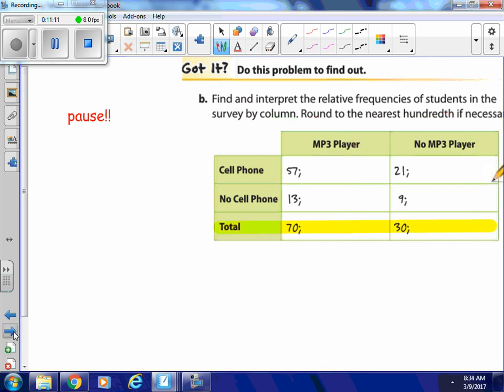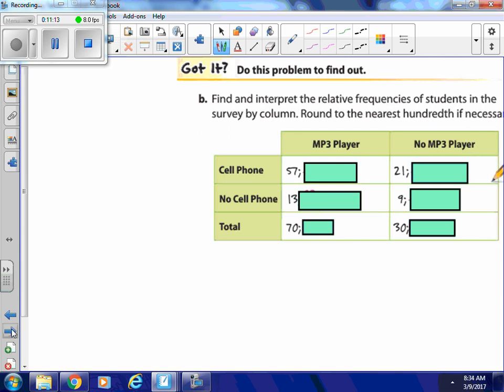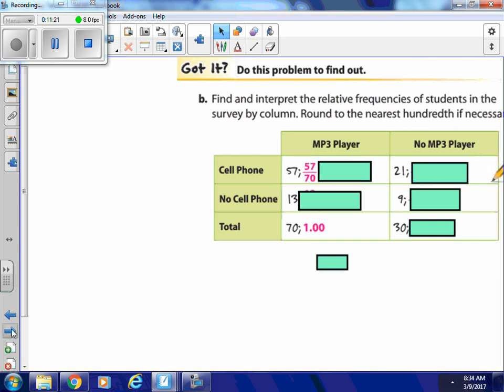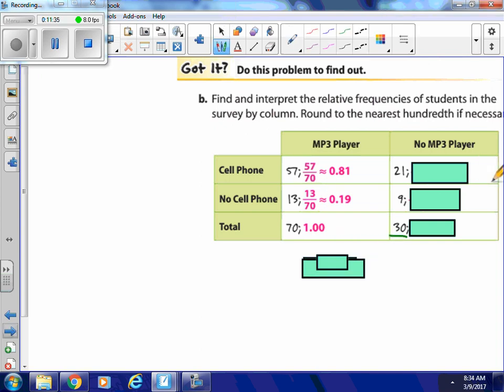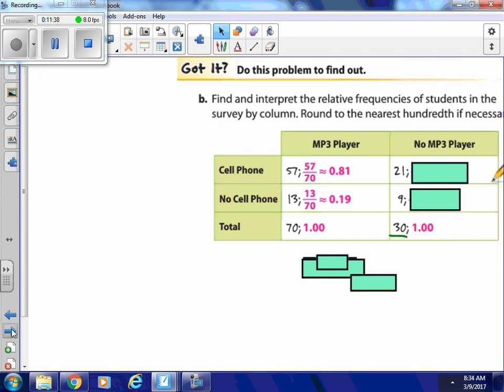Okay, so there's our 70 and our 30, our denominators for both. Well, 70 out of 70 is 100%. Let's put the 57 over 70. Turn that into a decimal. It's 0.81. Put the 13 over 70. Turn that into a decimal. It's 0.19. Now we change our denominator. We're using the 30. By the way, 30 out of 30, of course, is one whole. 21 out of 30 as a decimal is about 0.7. And 9 over 30 as a decimal is 0.3.